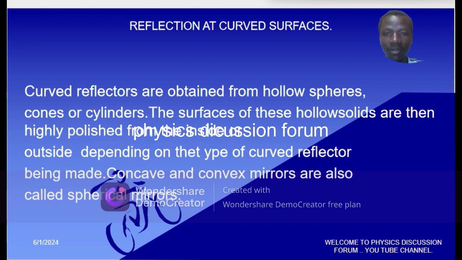Welcome to today's lesson. We are going to discuss reflection at curved surfaces. To begin with, curved reflectors are obtained from hollow spheres or cones.